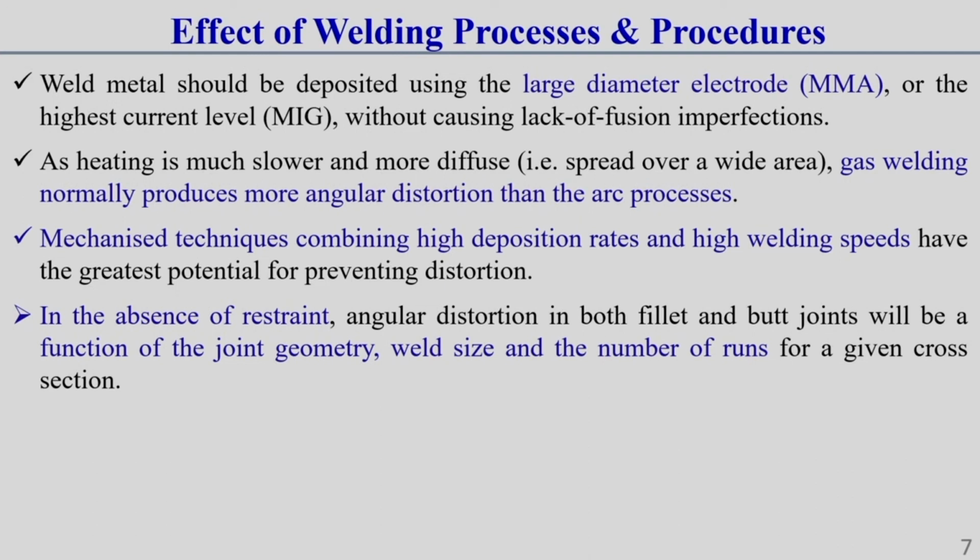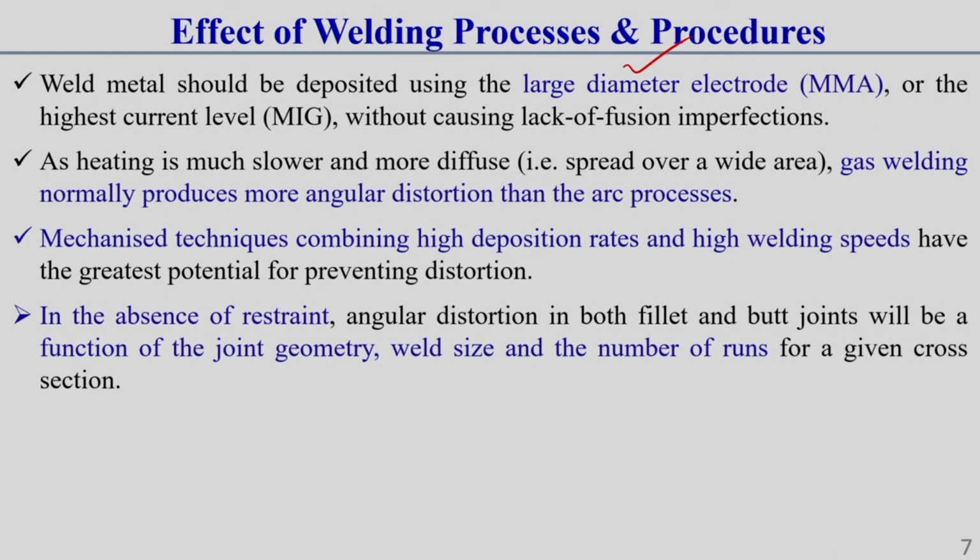So, the diameter of the electrode should be as large as possible, which generally gives fewer runs. Fewer runs will provide less heat input. Due to this less heat input, we will get less expansion and contraction, as well as less distortion. This you should keep in mind. That is why here I have written that the diameter should be as large as possible, which gives less distortion, because it provides fewer runs.